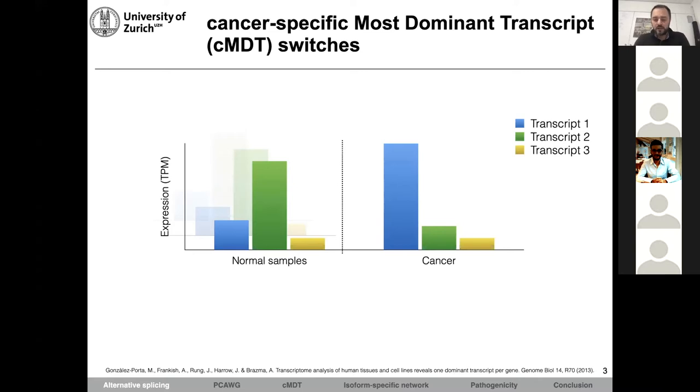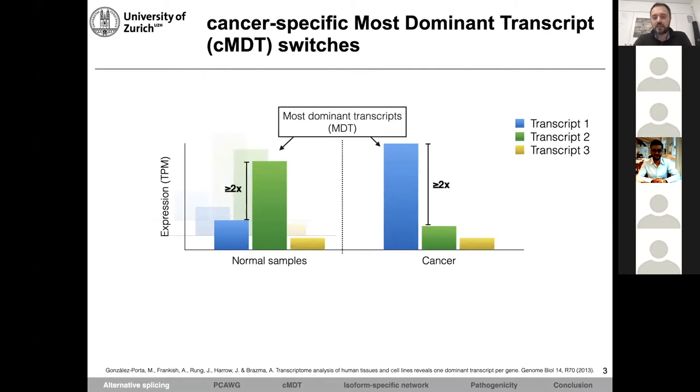And how can we do that? We could simply identify the most dominant transcripts in normal conditions and compare them to the most dominant transcripts in cancer conditions. Here, for example, we could assume that the most dominant transcript has to have at least twice as much expression as the second most dominant transcript. With this condition, you can look for switches: those cases where in normal condition the green transcript is expressed most dominantly, and in cancer the blue transcript is expressed most dominantly. We are interested in identifying those most dominant transcript switches.